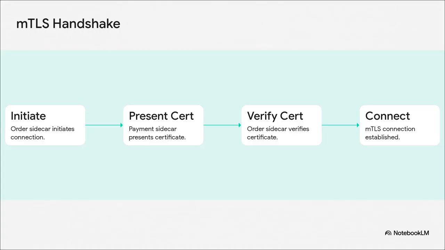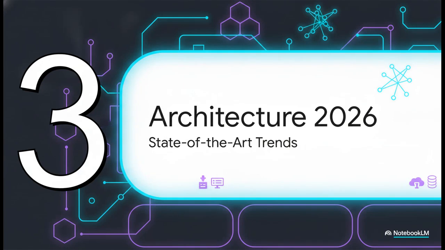Let's walk through how a service mesh actually secures this communication using mutual TLS, or mTLS. Step 1, the order service's sidecar initiates a connection. Step 2, the payment service's sidecar presents its cryptographic certificate. Step 3, the order sidecar verifies that certificate with the certificate authority and presents its own. Step 4, a secure, fully encrypted connection is established. This whole handshake happens automatically. Your developers don't have to write a single line of authentication code, yet you still achieve a perfect zero-trust architecture. It's awesome.